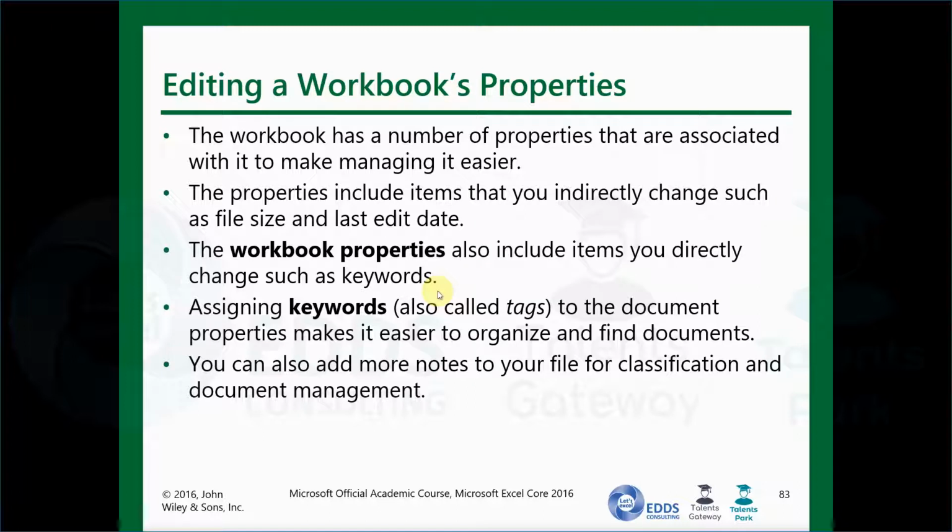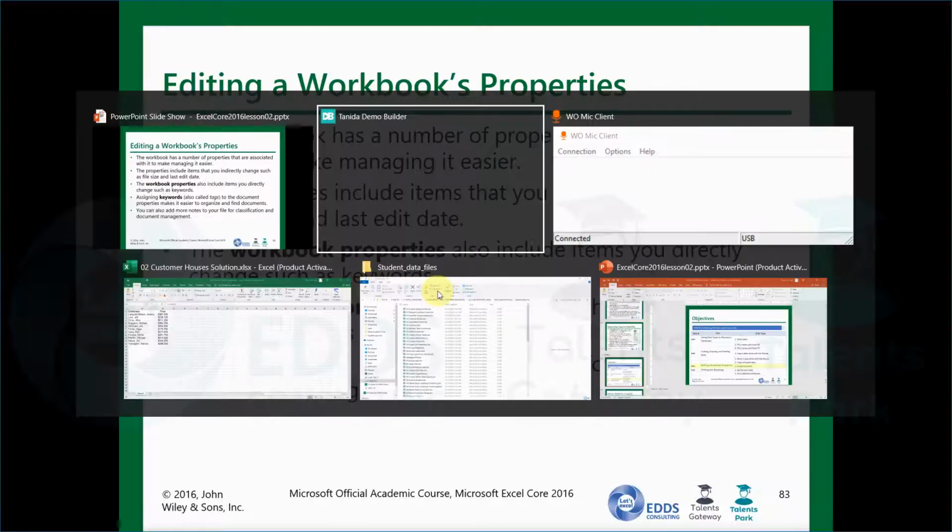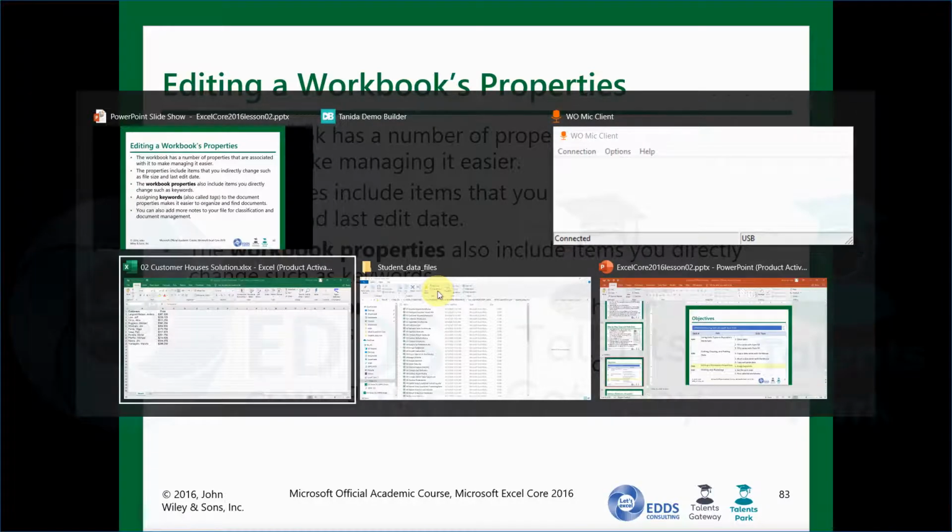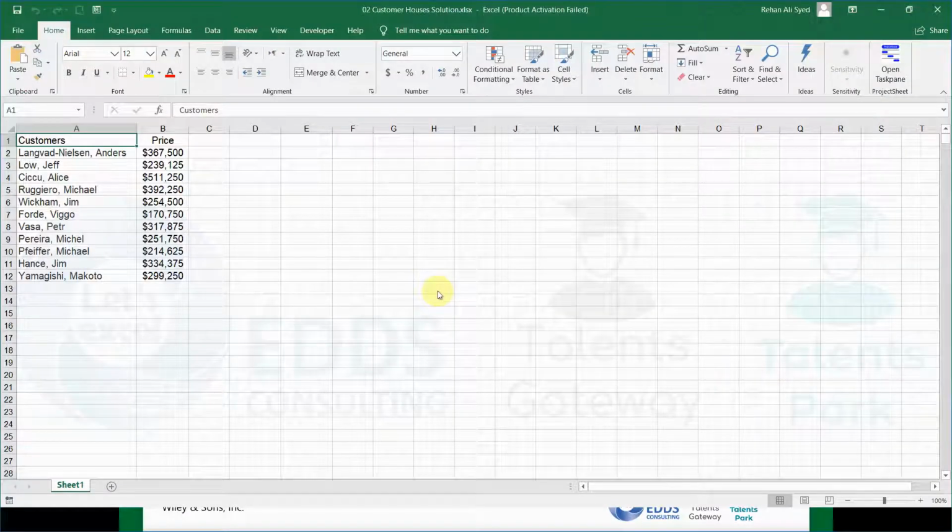There are different properties that you can assign to a file, to a workbook, and these properties are important for organization and classification of your documents. One of the properties is the keywords, or they are also called tags. And we will see how we can add tags or keywords to our file.